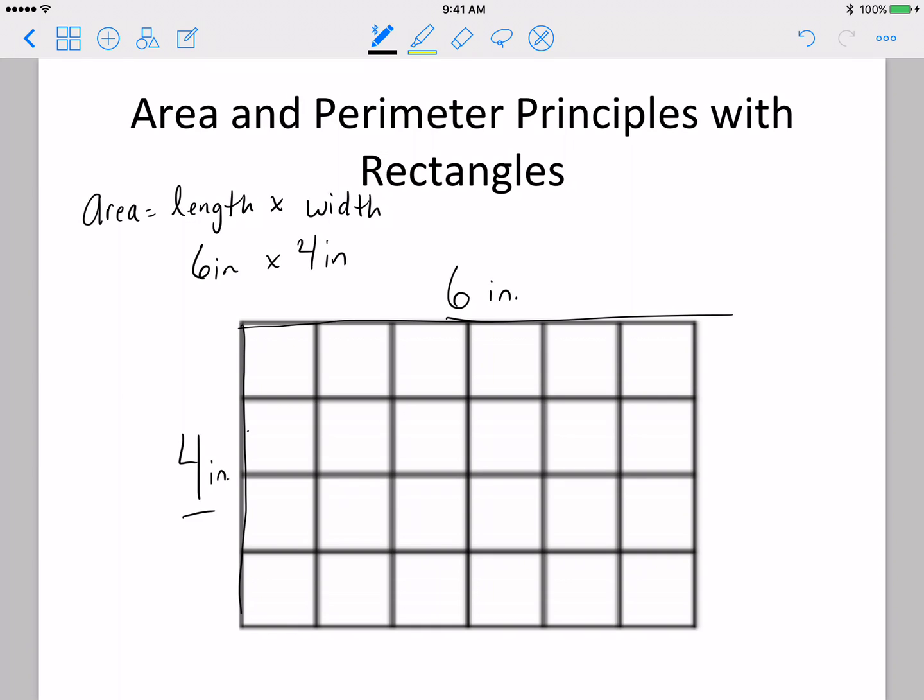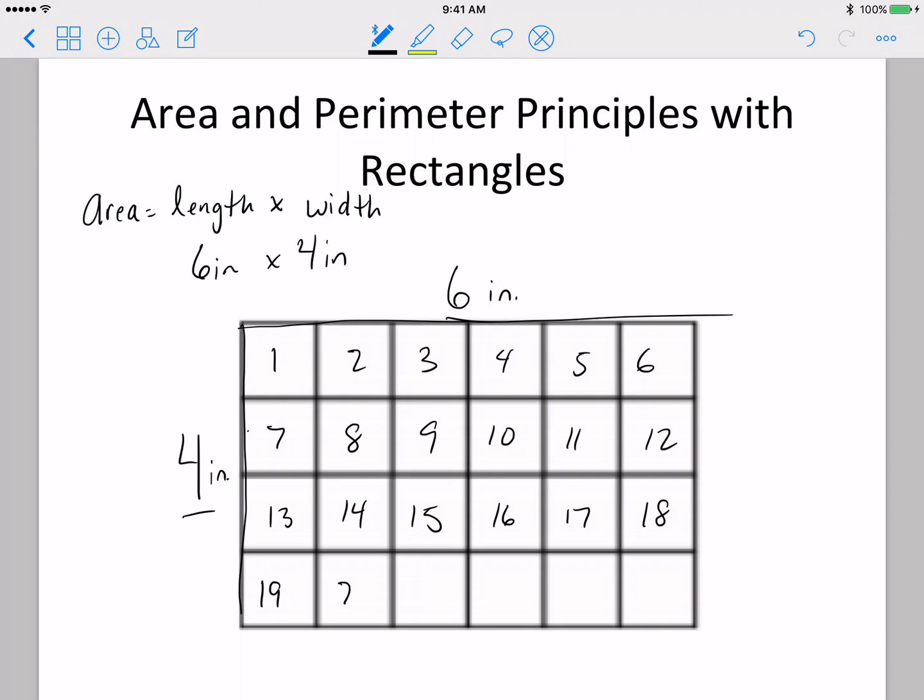So 6 times 4, we could count this up. So if we wanted to count up, we could just do 1, 2, 3, 4, 5, 6, 7, 8, 9, 10, 11, 12, 13, 14, 15, 16, 17, 18, 19, 20, 21, 22, 23, 24. That gets the job done, but it's not always going to be tiled for us. So we could count the tiles if you wanted to do that. You could tile your rectangle if it was empty with 4 rows and 6 columns.